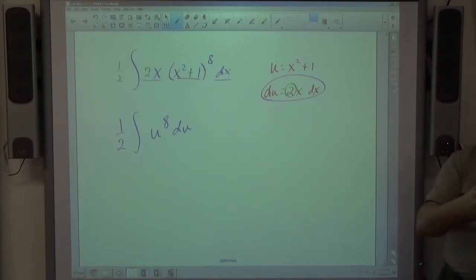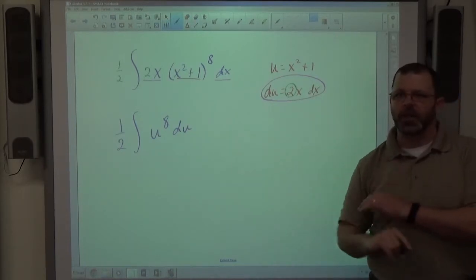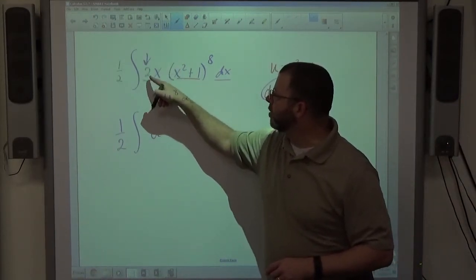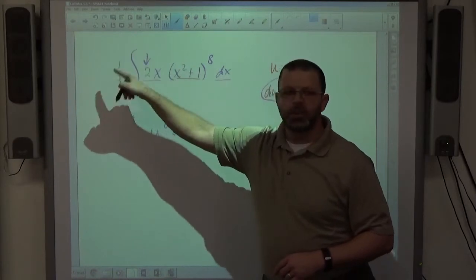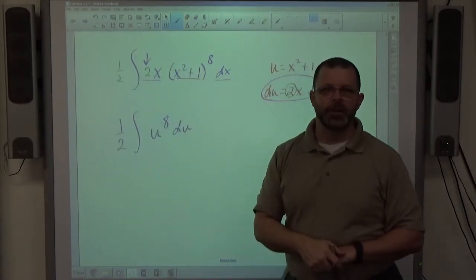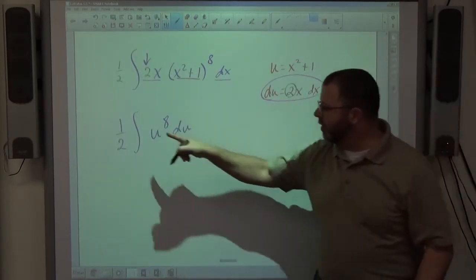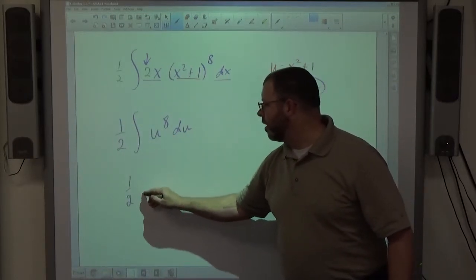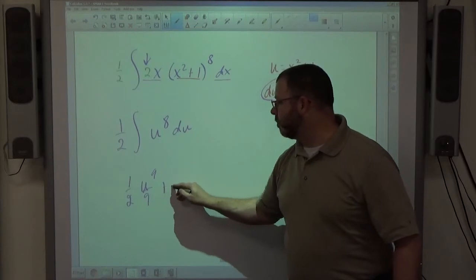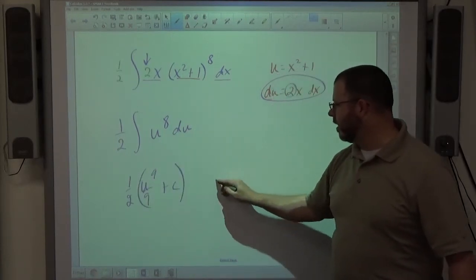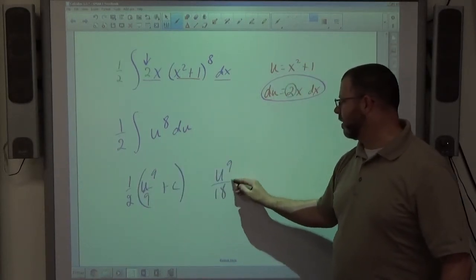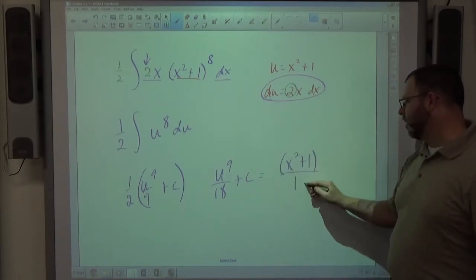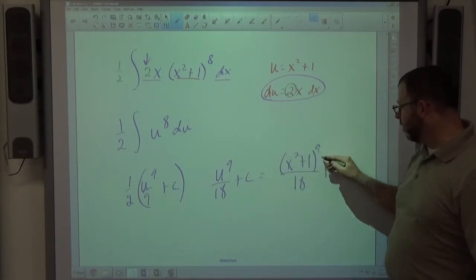So again, if it's a matter of factoring something out and just pulling that factor out, that's fine. If there's something actually missing, some number actually missing, put the number you need there, and put its reciprocal out there to account for it. Then you've created it, but you just have this extra added feature to the problem now. That 1/2 is part of the problem. u to the 9th over 9 is the antiderivative plus c. So we get u to the 9th over 18 plus c, which is (x squared plus 1) to the 9th over 18 plus c.